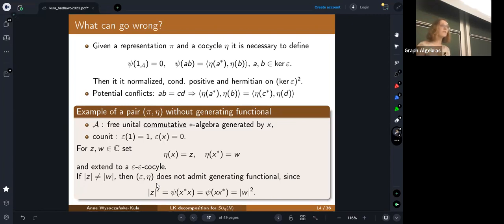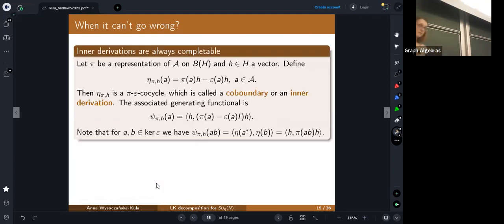Sorry, why not demand compatibility between the star and eta? This is not how we characterize the problem. I'm sorry, there is no condition we should have there. Indeed, we have no control on how the cocycle acts on the adjoint, in general. Okay, so you see that already in some easy examples, this completability can be an issue.